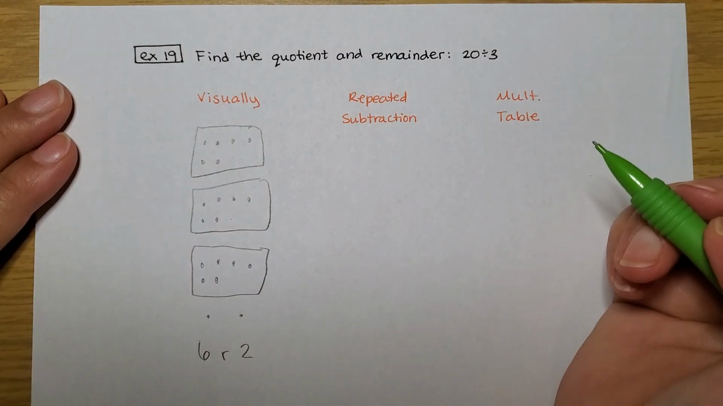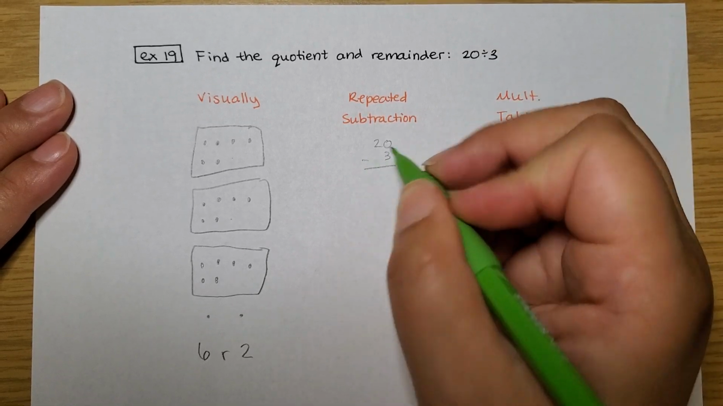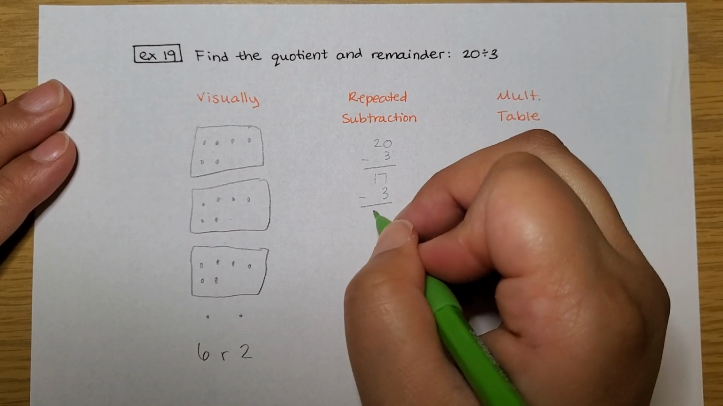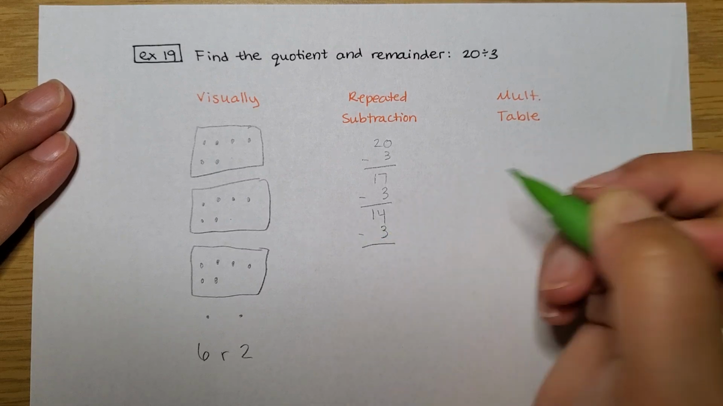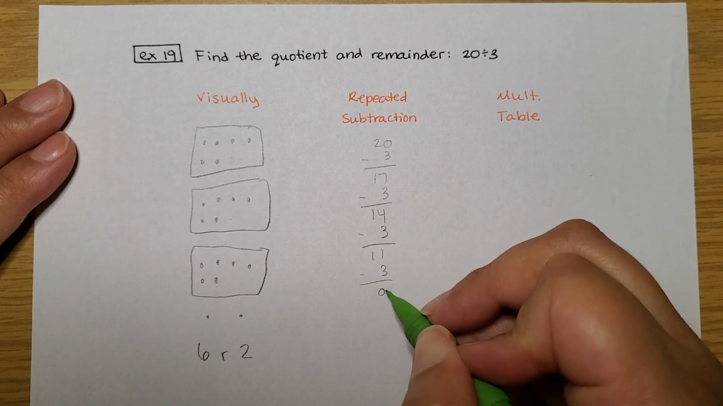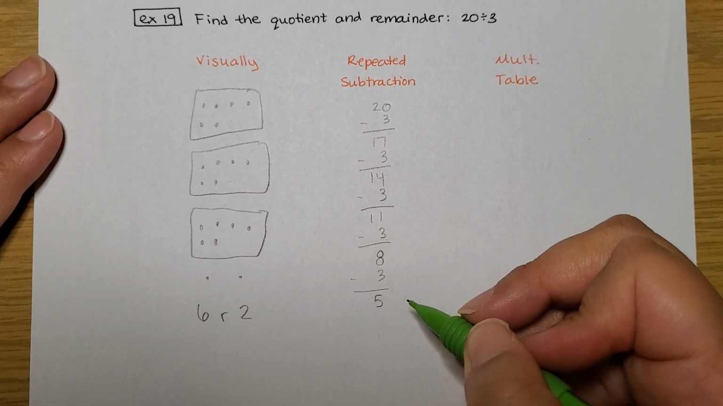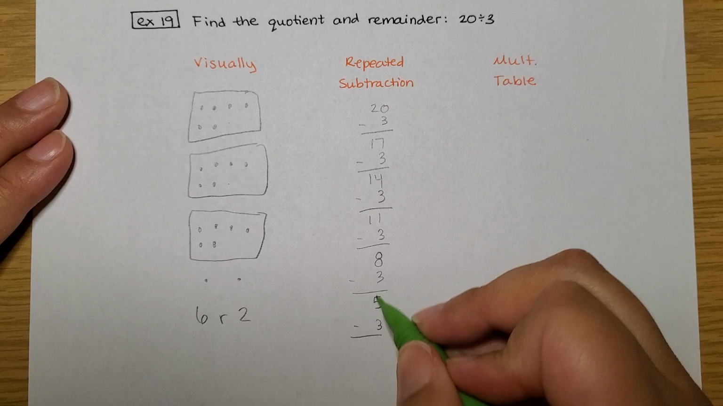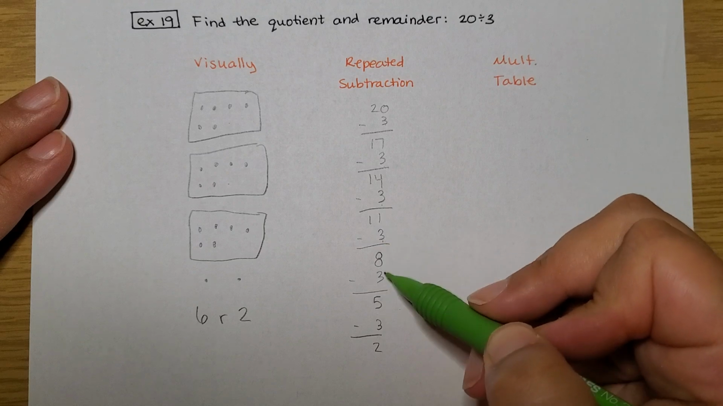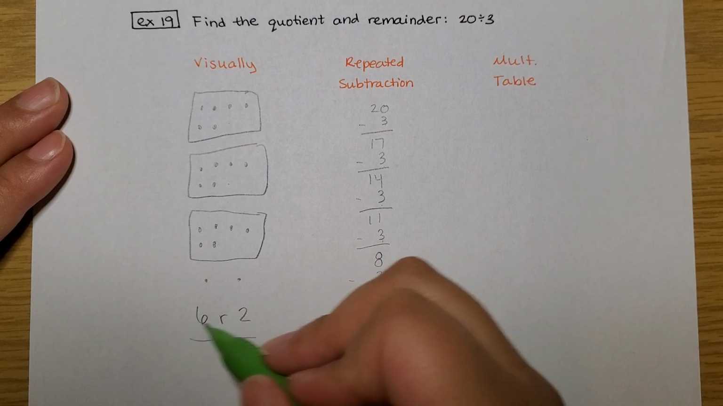All right, let's try repeated subtraction. So I'm going to start with 20, and we're going to take 3 away. 18, 17, we can still subtract. 14, keep subtracting. 11, we can still subtract. 8, we can still subtract. 5, we can still subtract. 2. So we subtracted a 3 1, 2, 3, 4, 5, 6 times, and we had 2 left over. So we get that same answer of 6 remainder 2.